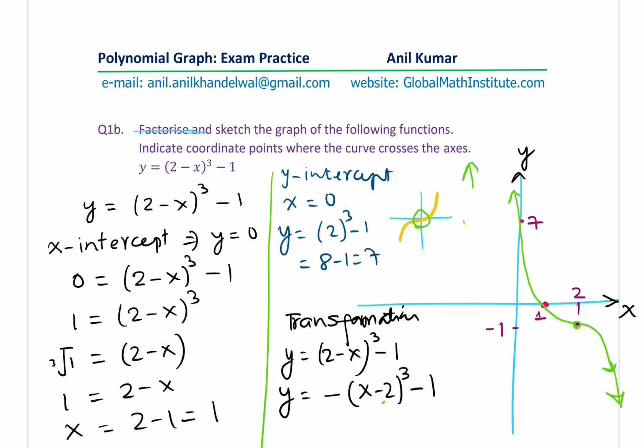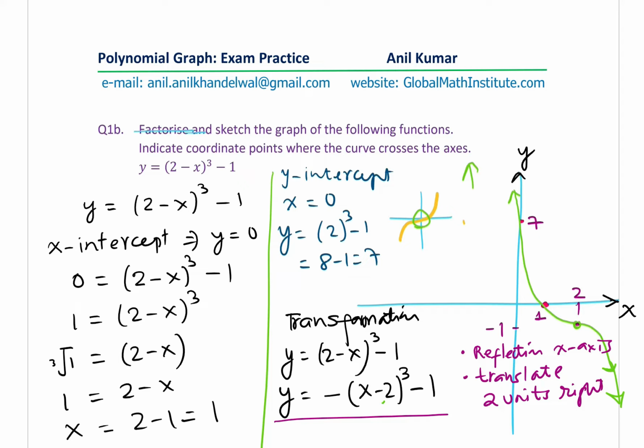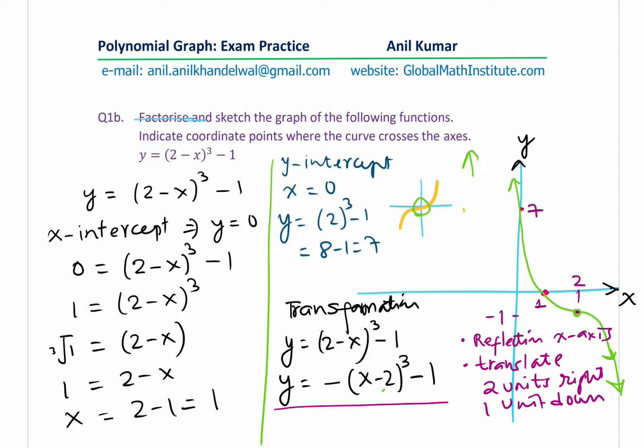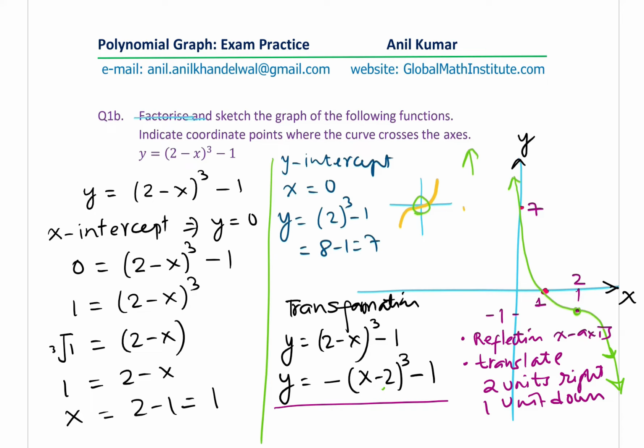So remember, if you are given in vertex form, we apply the transformations. The transformations here are reflection. First is the reflection, because of this negative, right? So on the x-axis. Second is we have to translate 2 units right and 1 unit down. Is that clear to you? That is how we are going to sketch this particular graph.